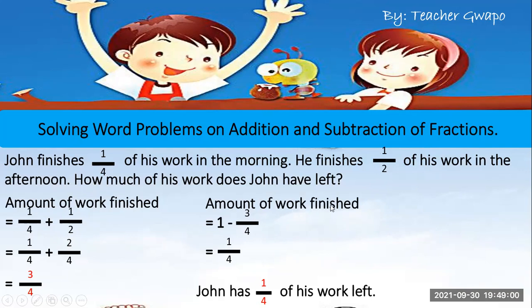And the amount of work left is 1 minus 3/4. Okay, this is 1 whole. 1 whole minus 3/4 is equal to 1/4. So John has 1/4 of his work left.